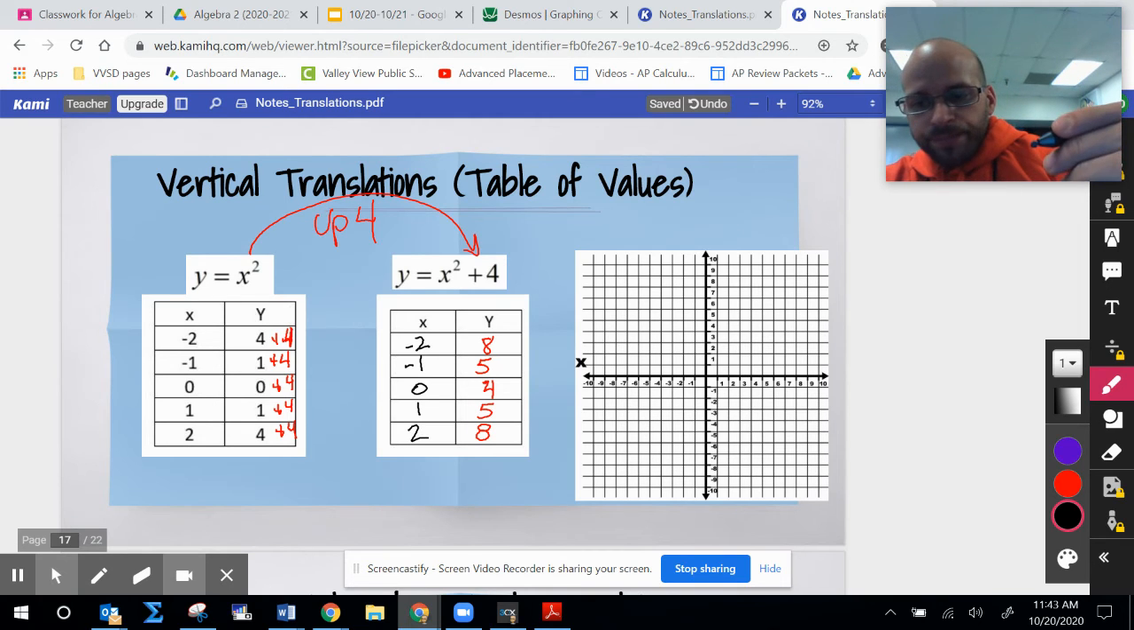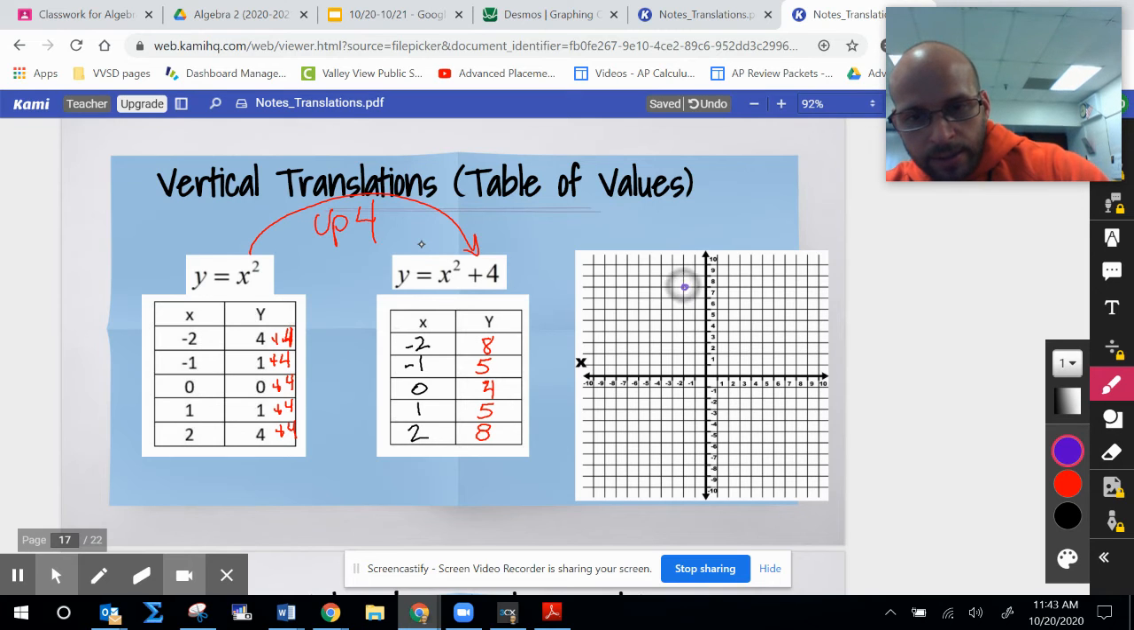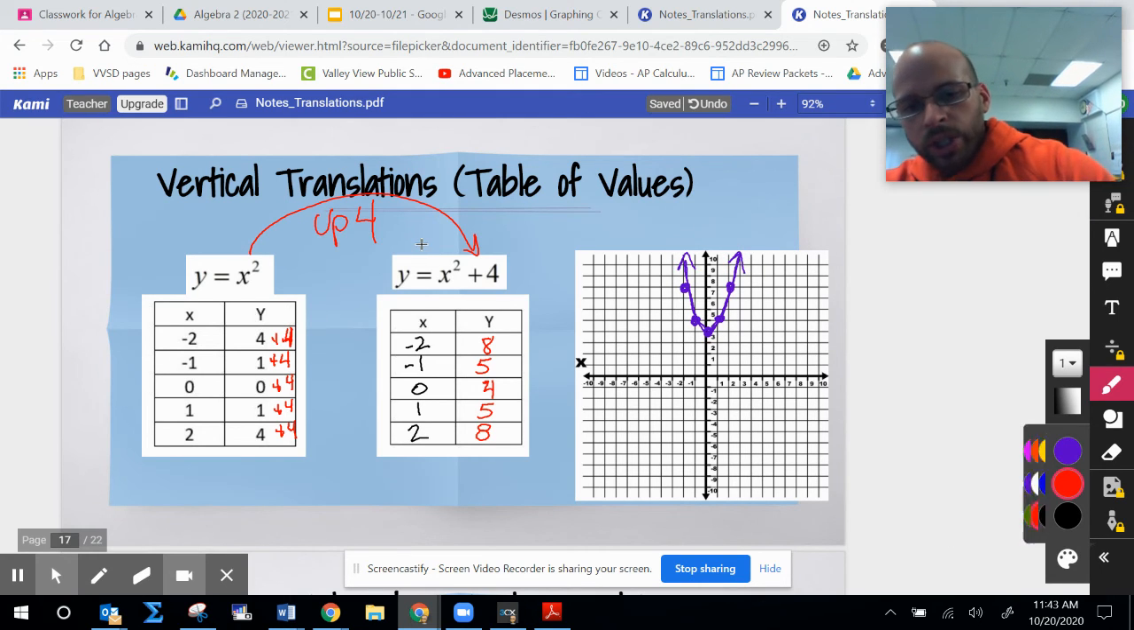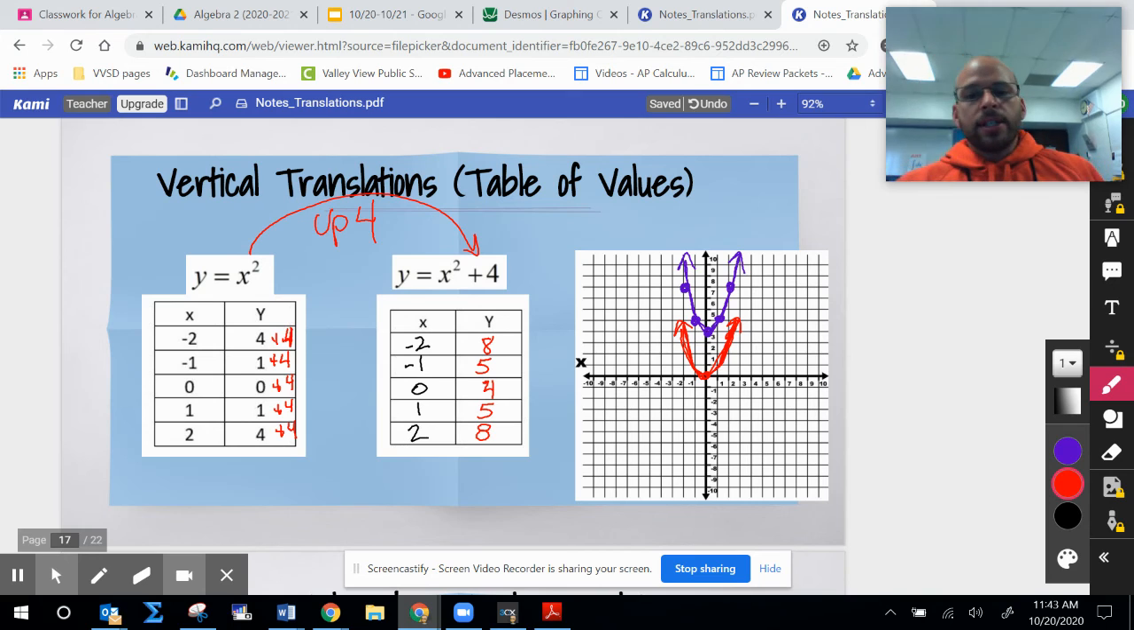Okay? So now if I plot these points at -2, 8, at -1, 5, 0, 4, 1, 5, and 2, 8, you can get a picture of what this looks like. Now remember, the OG, the original quadratic, goes through the origin, right? So the original looks a little something like this. You can see the purple graph is just shifted up 4 units.